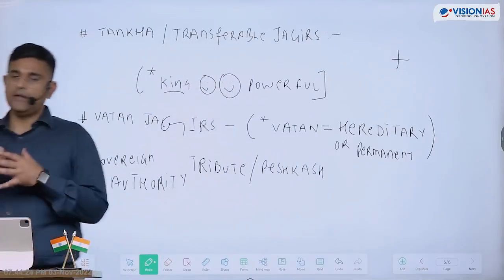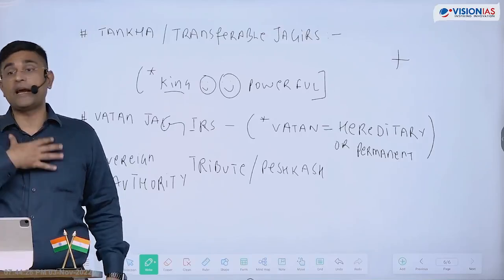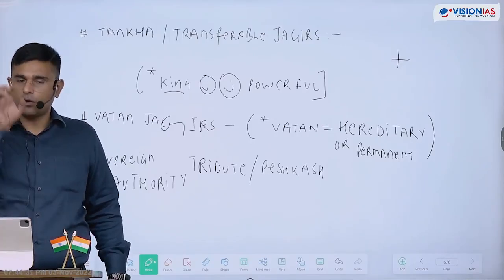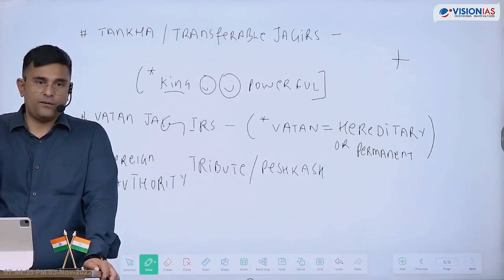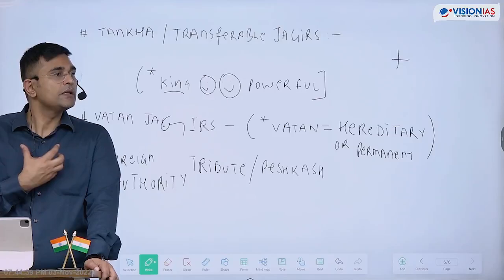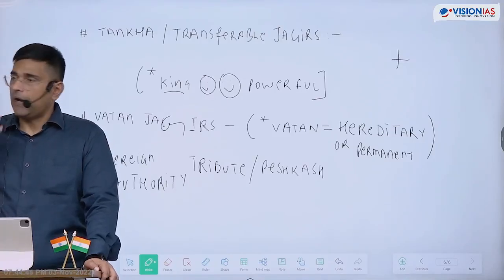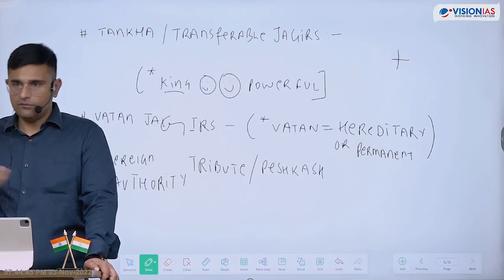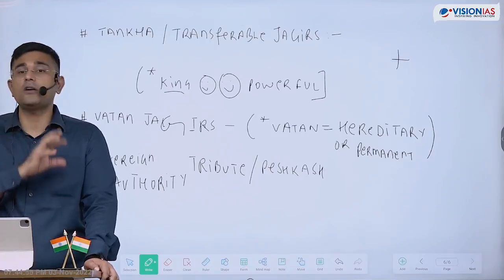Since the king is the ruler of the whole land, and he is giving up his right to transfer that Jagir from you to someone else, he is suffering some loss of power. He needs to be compensated, and therefore 10% of the land revenue coming from the Jagir has to be submitted to the king as peshkash or tribute.